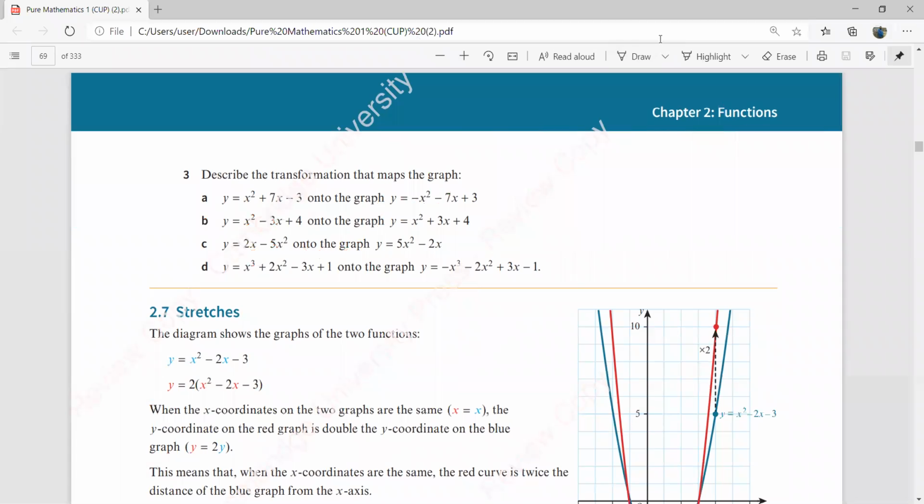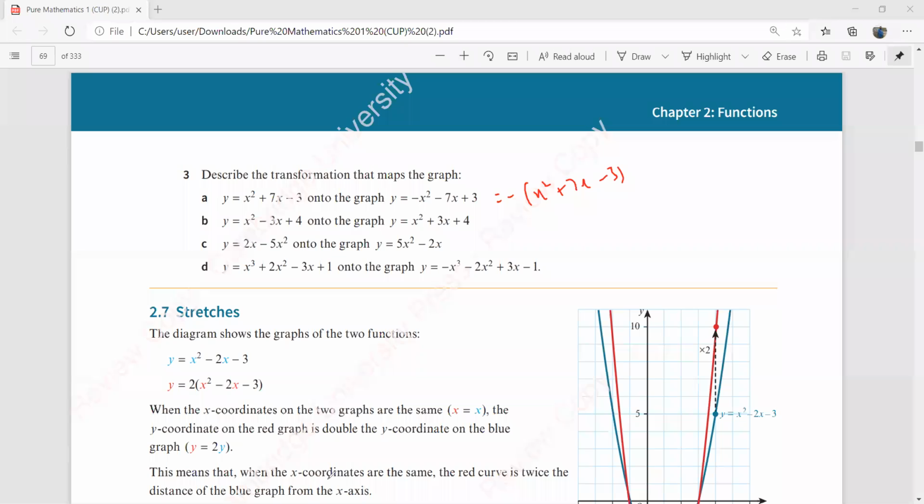You try this first and then I'll tell you. Let me ask Asma, can you tell us what is happening in this 3A? Is this a reflection in the x-axis or a reflection in the y-axis? Reflection in the x-axis, because the whole equation's signs have been changed. This basically has been done like this: minus into x squared plus 7x minus 3. So you're absolutely right. This is a reflection in the x-axis.